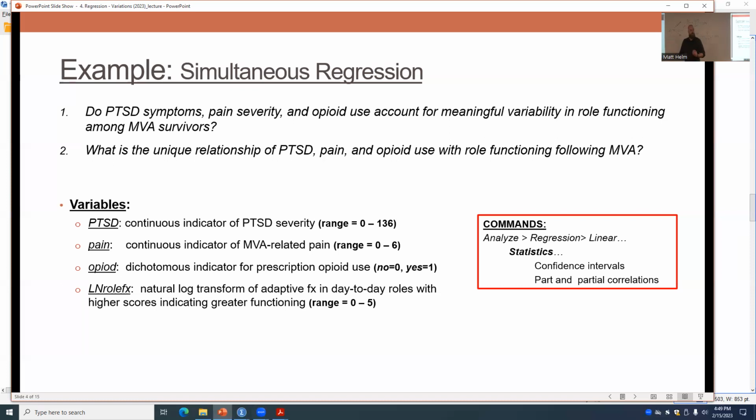This is where I'm looking at my individual coefficients. Together, does the best linear combination of these predictors predict variability in my outcome? Look at my R squared. If my R squared is different than zero, it says, yeah, at least some, right? This one, second one, looking at unique predictions in my individual variables here.